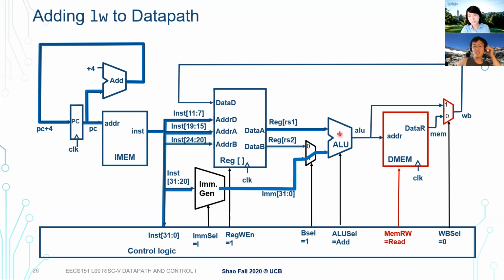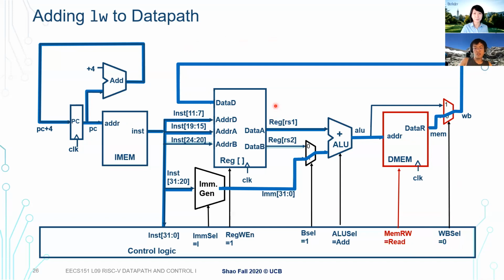And then we perform addition to calculate the address that we want to use to access our data memory. So here we have the address. We go through our data memory to get our data, right? Specify the address, we get our data. And then the second part of the load operation is to write this data back to the register. So now this data, going through our write back select signal, is written back to our register.